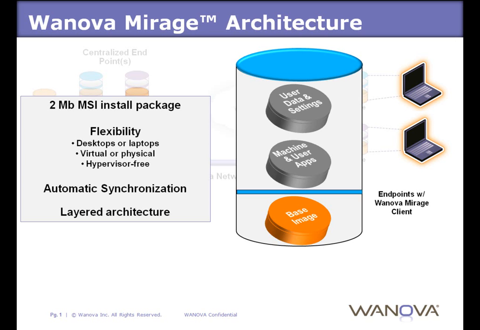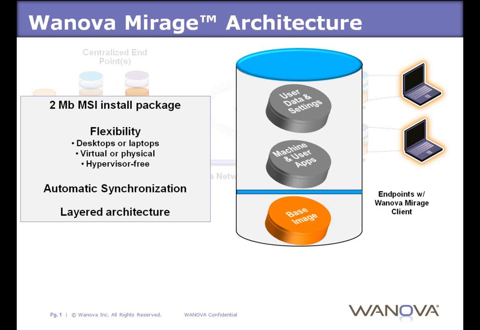So when the Mirage client is installed on an endpoint, as we touched on earlier, a virtual copy of that endpoint is staying synchronized with the data center. But we aren't just storing things arbitrarily. We've broken up the way we store these endpoints into three logical layers. The first layer is the base image, which comes from IT, and that contains the OS, patches, corporate applications, etc. The next layer is the machine and user app layer, which contains the applications that have been installed by the end user. And lastly, the user data and settings layer, which contains basically all of a user's personalizations and user files like My Documents and things like that.